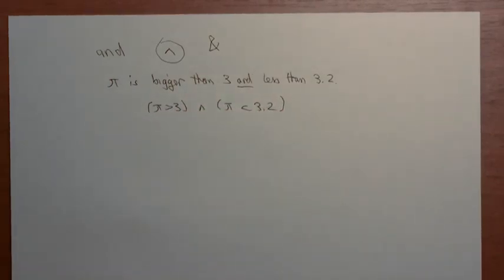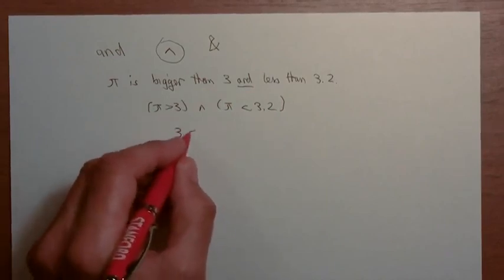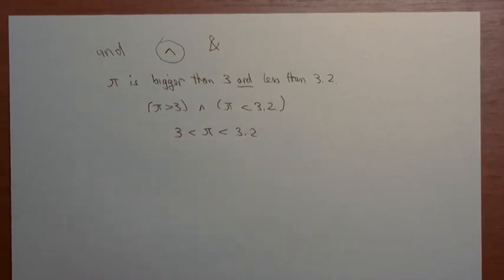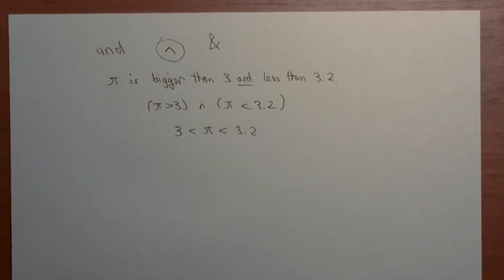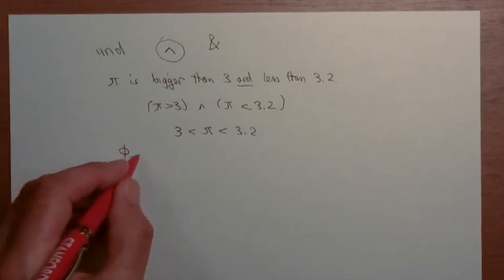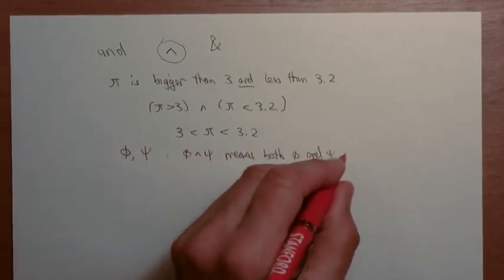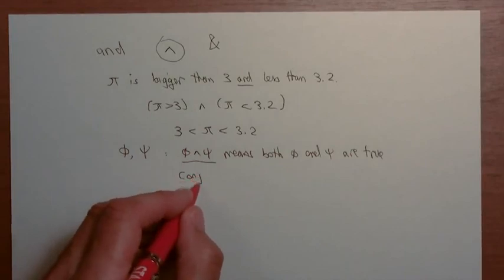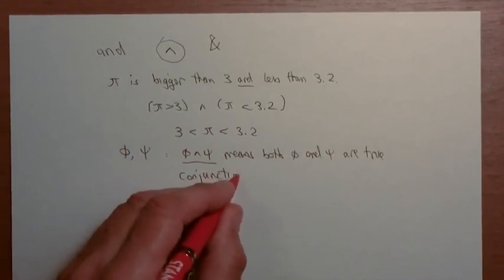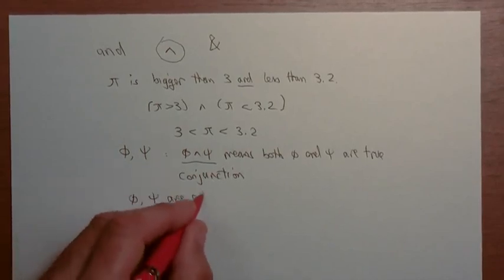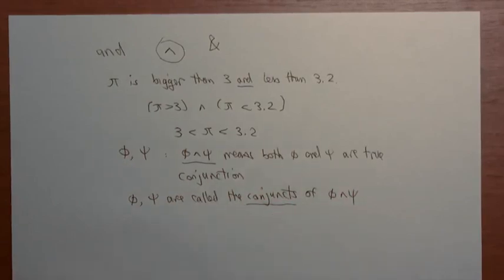In fact, for this example, where we're just talking about the position of numbers on the real line, there's an even simpler notation. We would typically write 3 less than pi less than 3.2. But as an example illustrating the use of the word and, this one is fine. What does it mean? Well, if we have two statements, phi and psi, then phi and psi means that they're both true. The official term for an expression like this is the conjunction of phi and psi. Relative to the conjunction, the two constituents phi and psi are called the conjuncts.